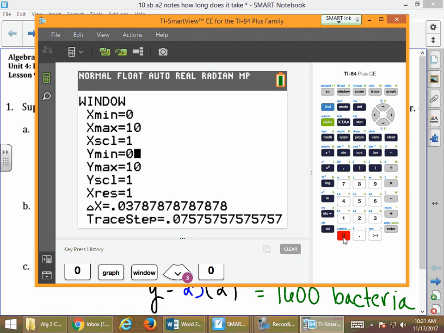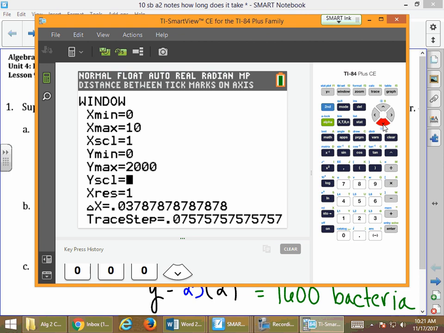What do you think we want to make? And in fact, we found 1600 in part C. What do you think we want to make the maximum value here? Well, I think I want to make it more than 1600. So how about we put in 2000? And this is arbitrary. Somebody else might pick a different number and be fine.